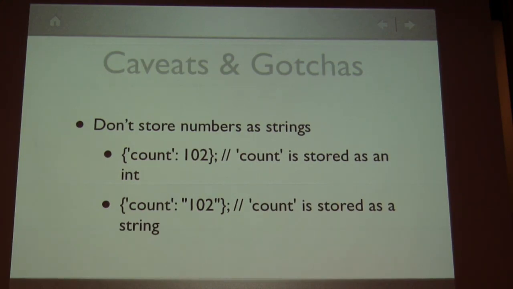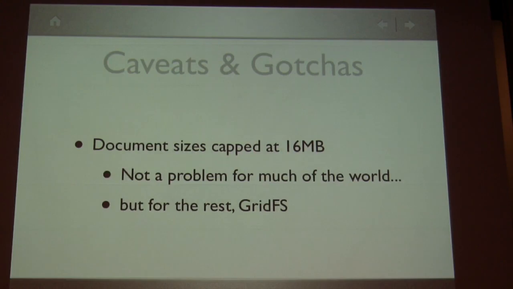So further on the caveats, it can hold arbitrary numbers, so don't treat them as strings if they're not strings. Document sizes are capped at 16 meg, which is actually a lot of text, but that's not a complete stoppage. You just then need to implement GridFS, which is kind of a file system within it, and it chunks out the objects onto disk, but it knows where they are.